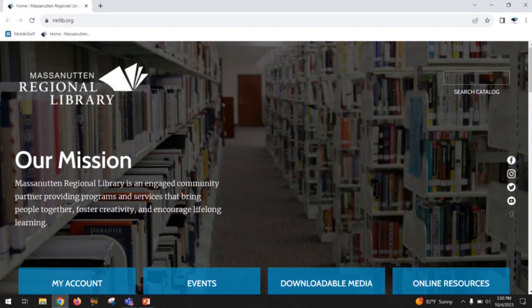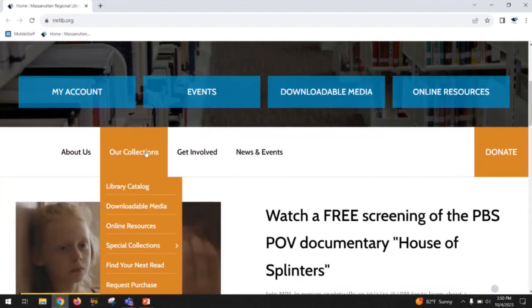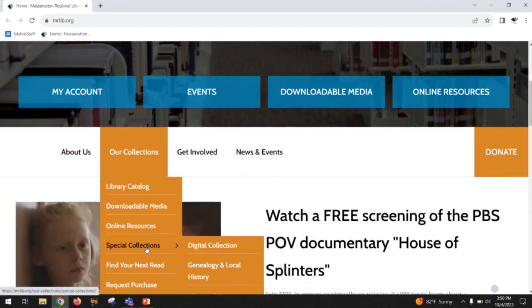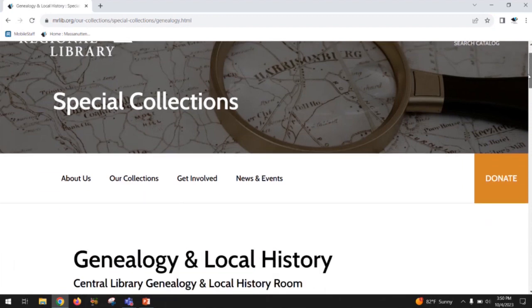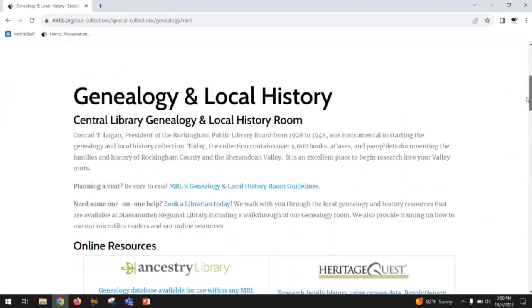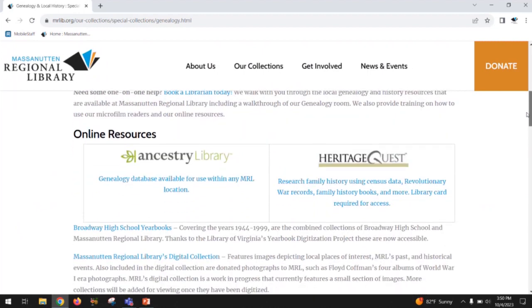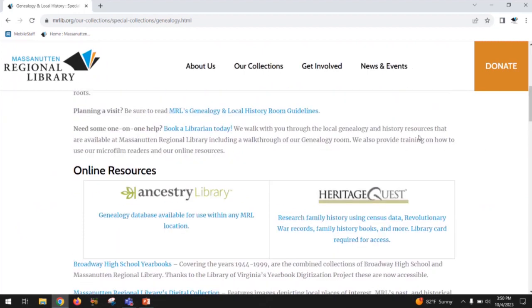So we're going to start on our website, which is mrlib.org. We're going to go to our collections, special collections, genealogy, and local history. So this is where you'll find information about the genealogy resources available at MRL in person, and then our online resources are also linked here.